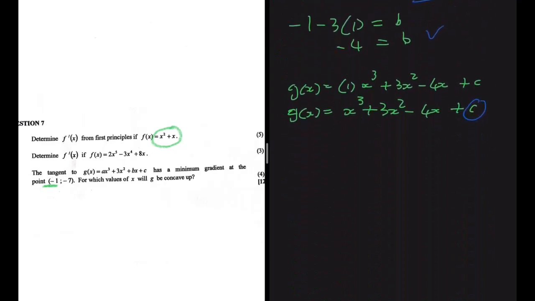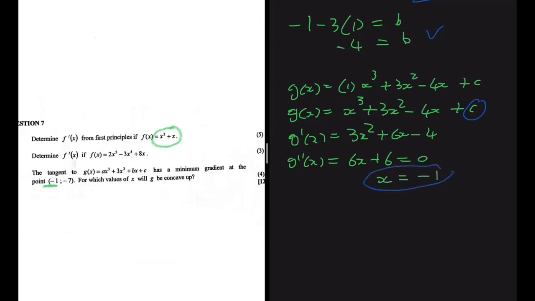So if we derive this twice in an attempt to find the point of inflection, we're going to say that g prime of x equals 3x squared plus 6x minus 4, right? And then we derive it again, we get 6x plus 6, and this equals 0. So it should be easy to see now that x equals minus 1, right? So our point of inflection is minus 1.